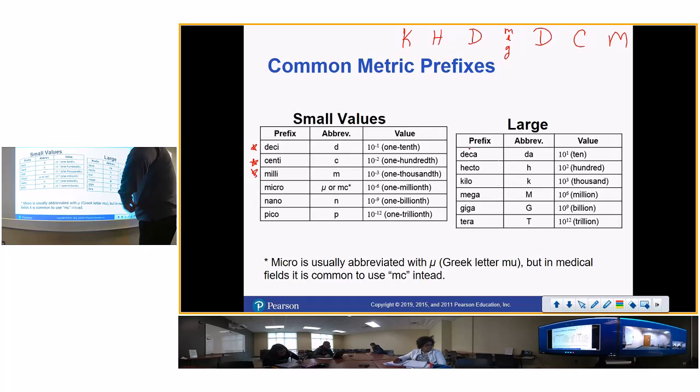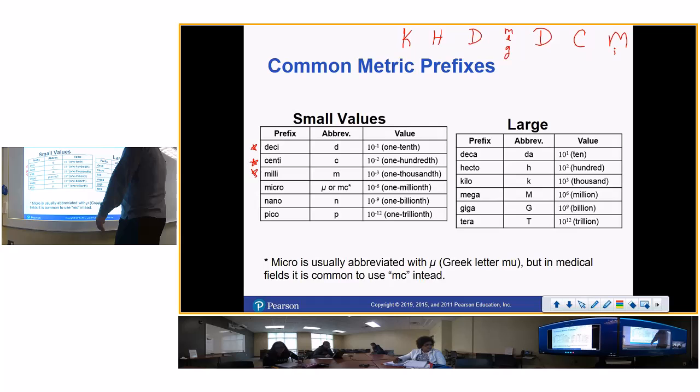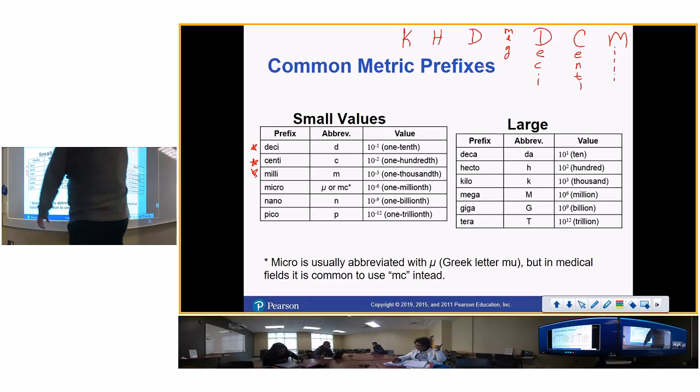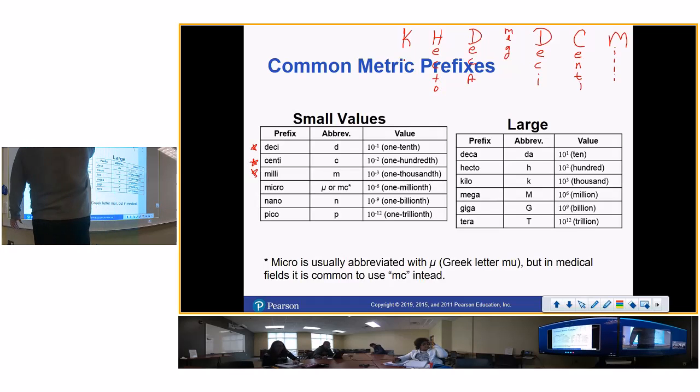Deca, let's see. This is milli. This is centi. This is deci. This is deca. This is hecto. And this is kilo.